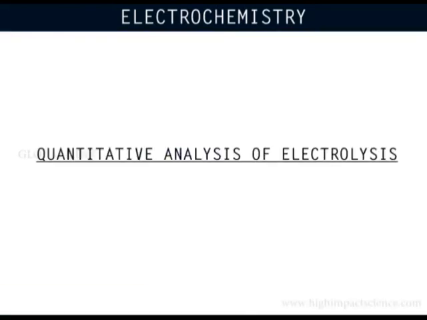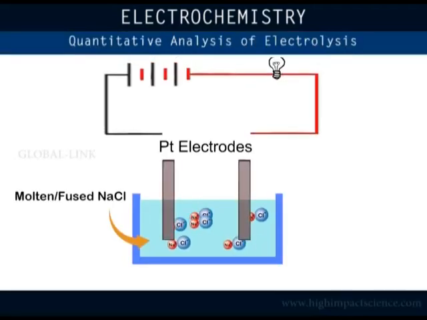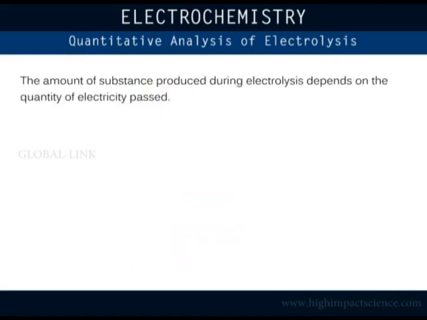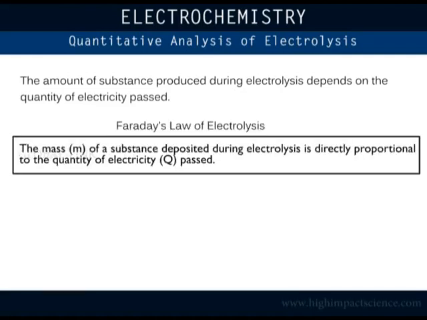And finally, quantitative analysis of electrolysis. In this part, we shall see the relationship between the amount of substance produced and the quantity of electricity during electrolysis. It has been shown from experiments that the amount of substance deposited during electrolysis depends on the quantity of electricity that is passed. This is stated in Faraday's law of electrolysis. The amount of a substance produced during electrolysis is directly proportional to the quantity of electricity passed.